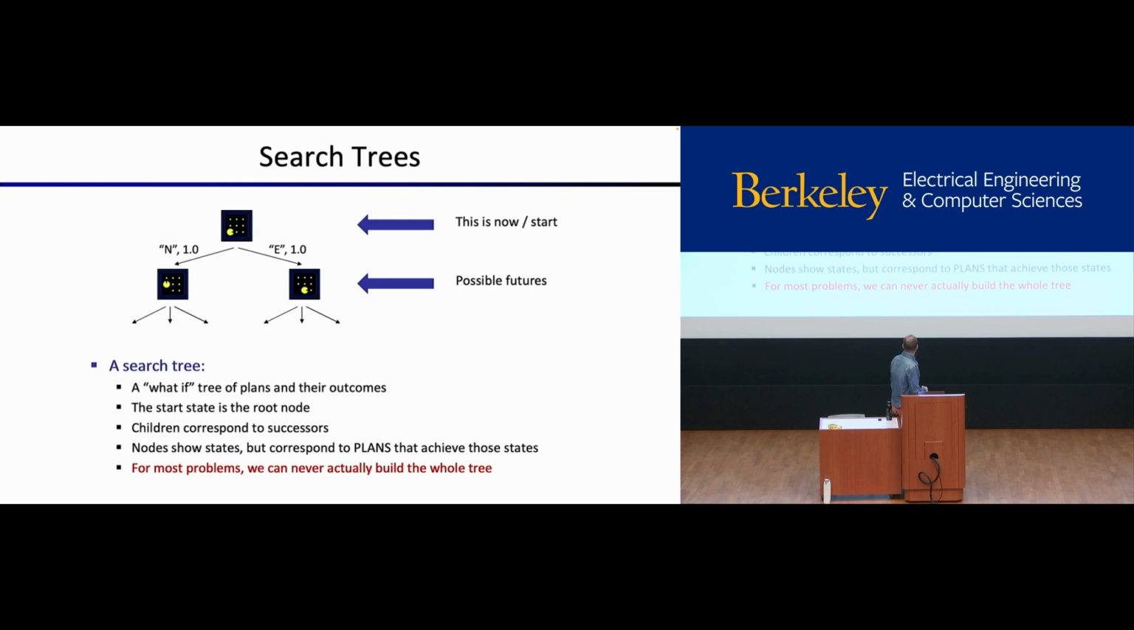This is a what-if tree. The start state is the root node. Children correspond to successors. And the nodes show states, but really more precisely, each node is a path from the start state to a certain state. And you can follow it back up to see the path that got you there. So they're plans that get you there. For most problems, again, we can never build the whole tree.